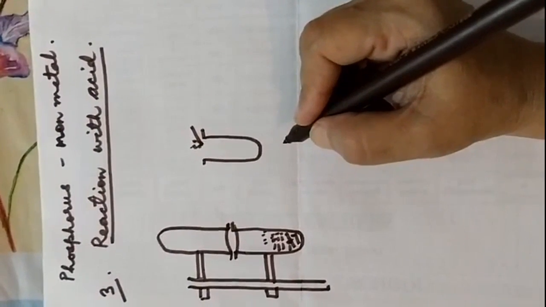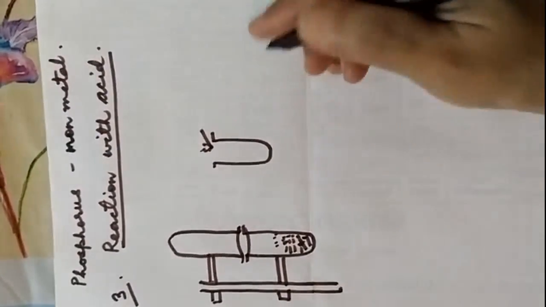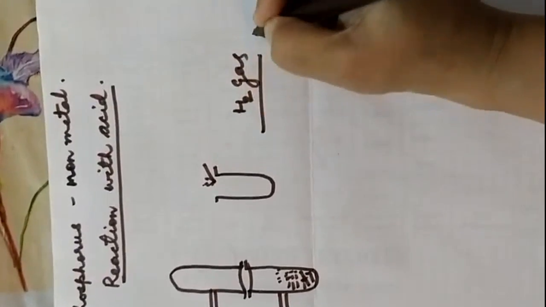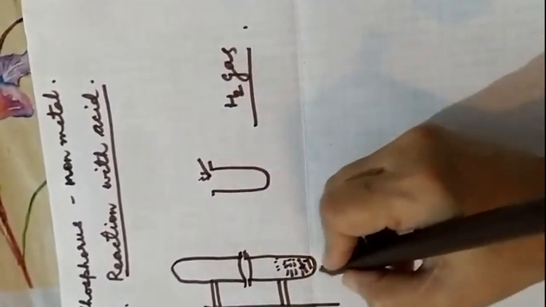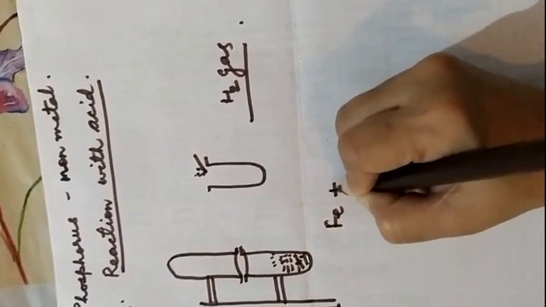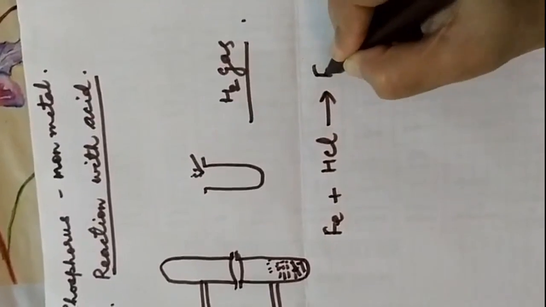This is again, just now we have studied that this is the characteristic feature of what? Hydrogen gas. So this means that the evolved gas is hydrogen. The reaction will be: iron reacts with dilute hydrochloric acid and hydrogen gas is evolved.